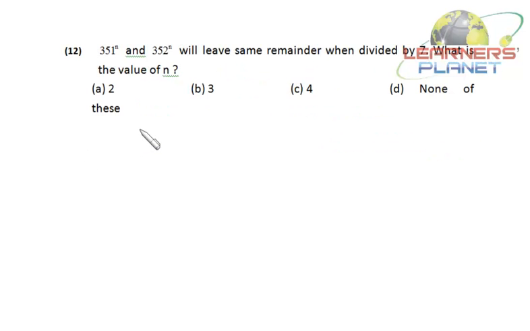Now, the first problem in this session is: if 351 raised to n and 352 raised to n leave the same remainder when divided by 7, then what's the value of n? Now, let's do it. 351 can be written as 350 plus 1, and that is raised to n. Similarly, 352 can be written as 350 plus 2 raised to n.